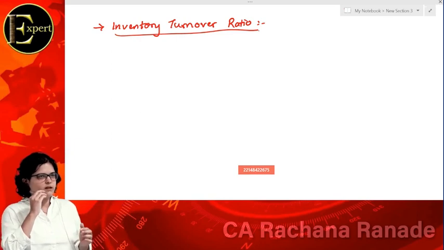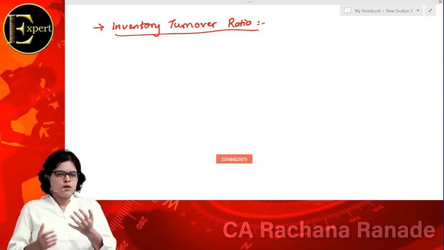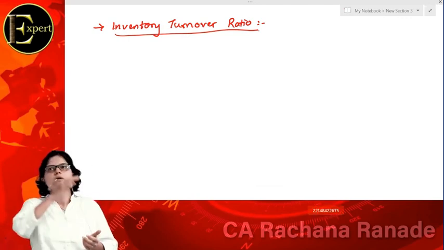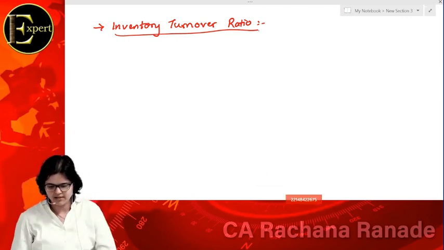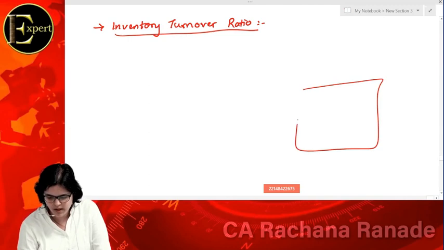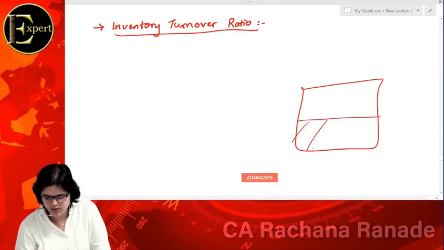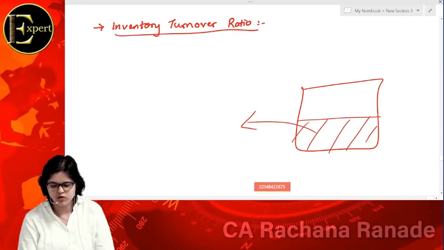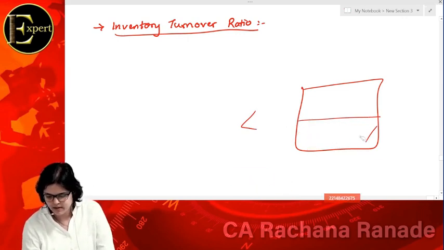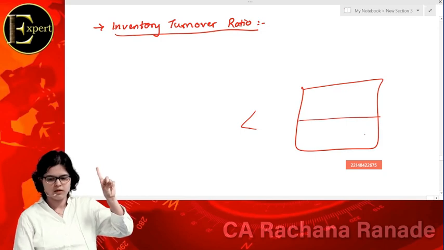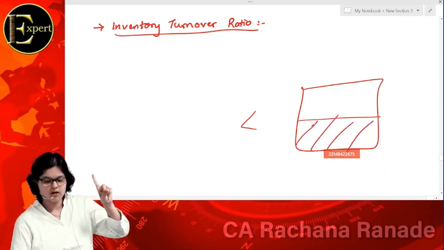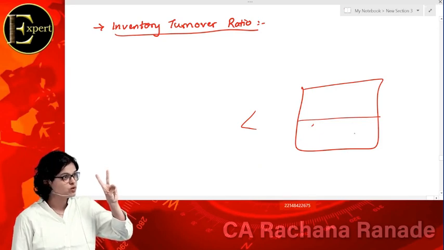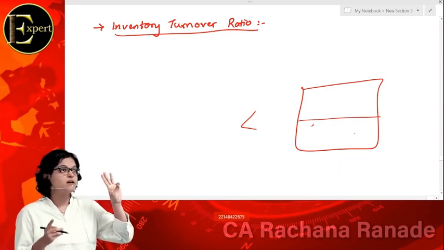Now can I say the meaning is very clear? What is inventory turnover ratio? Goods were manufactured and sold. So you can imagine something like this. There is this godown. In the godown, this much goods were manufactured and sold. So this became complete zero. Correct? This became zero. Number 1. Again goods were manufactured and again sold. This is number 2.